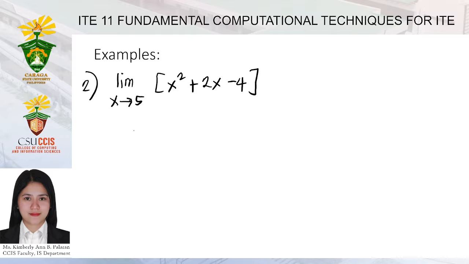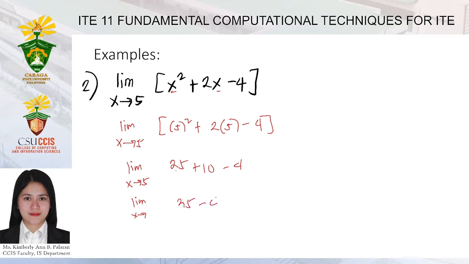We have this example. Here, we have no denominator. What we can do is direct substitution. 35 minus 4. So, the limit of this function is 31. That is your final answer.